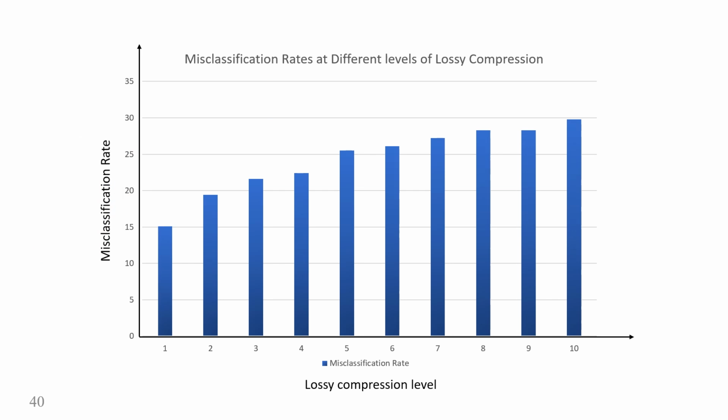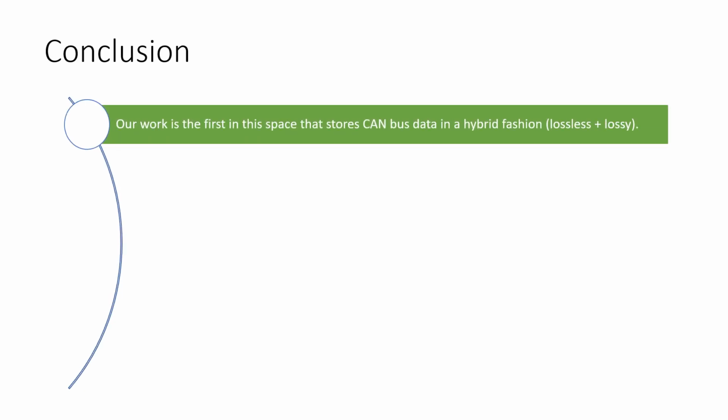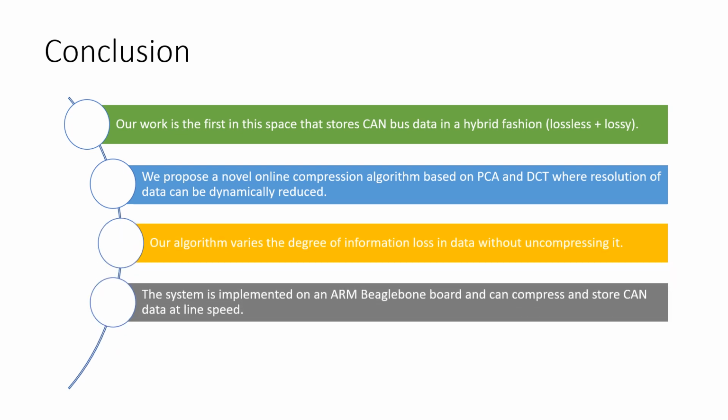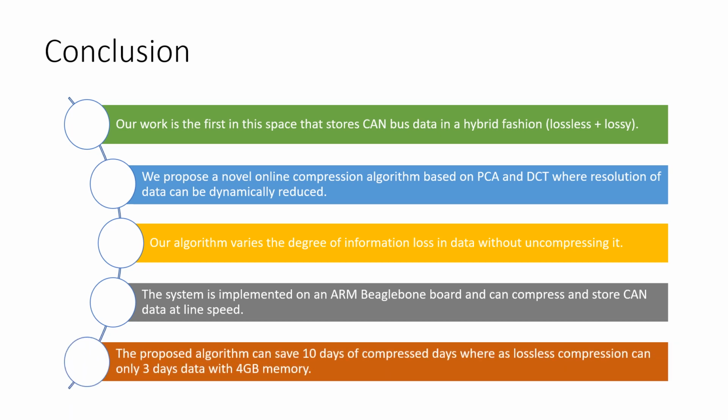This graph depicts the rate of misclassification at each level of lossy compression. The average misclassification rate is around 23%, which is well within the acceptable threshold of 25%. To the best of our knowledge, this is the first hybrid and tunable compression system in this domain which can store and compress scanned data at line speed, that is 500 kbps. Moreover, SmrtComp beats the state-of-the-art lossy algorithm by 94.33% in terms of RMSE and achieves 3.2 times higher compression gain as compared to the state-of-the-art lossless algorithm.